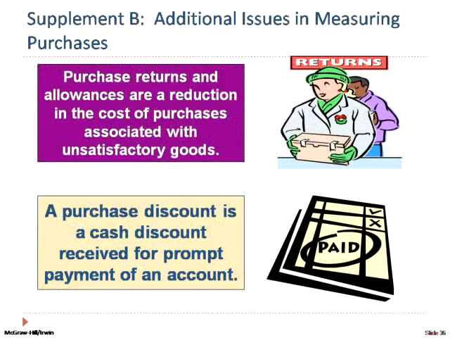Part 1. Supplement B. Additional issues in measuring purchases. Purchase returns and allowances are a reduction in the cost of purchases associated with unsatisfactory goods. Returned goods require a reduction in the cost of inventory purchases and the recording of a cash refund or a reduction in the liability to the vendor.